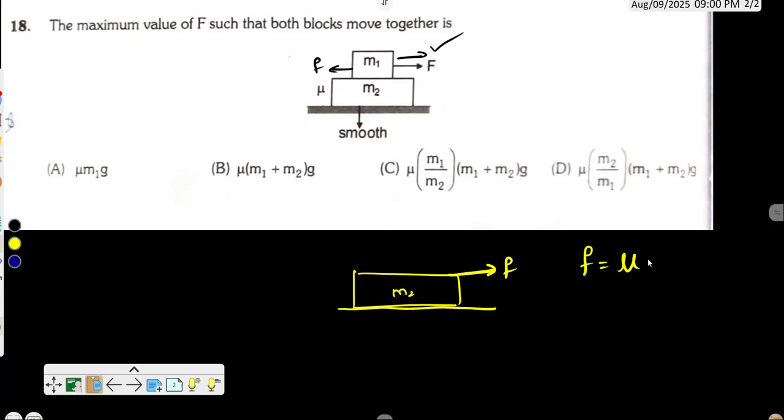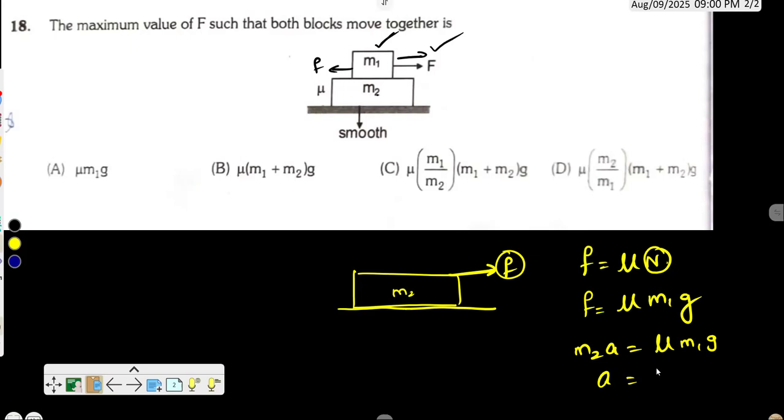Friction is equal to mu into normal force. This normal force, we have to take from the first block, that is M1 into g. So friction force is equal to mu into M1 into g. That is the force required to move the M2 block. So M2 into a is equal to mu into M1 into g. So the acceleration that the M2 block has is mu M1 g upon M2.